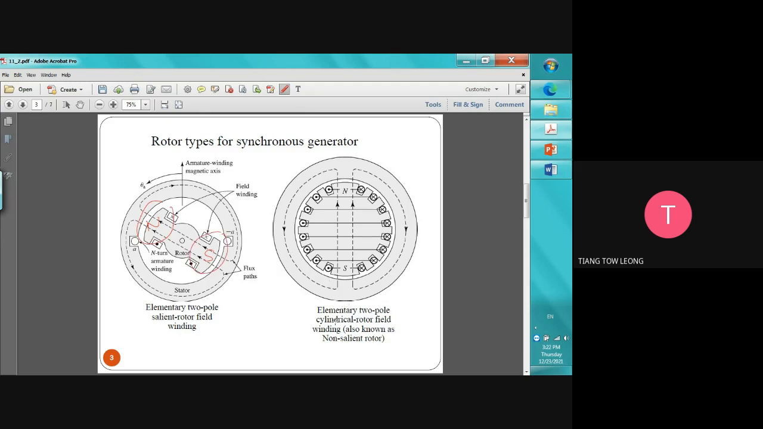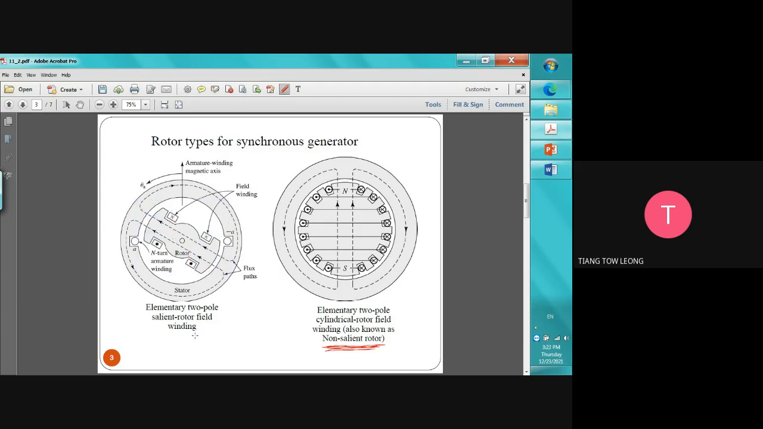We also have a cylindrical rotor field, also known as a non-salient rotor. Just now when we talked about the salient rotor, it is a winding like this, right? But you will say, hey, Dr. Tiang, how come this one is also winding, but you told me this is a non-salient rotor? Have a look differently, look carefully.